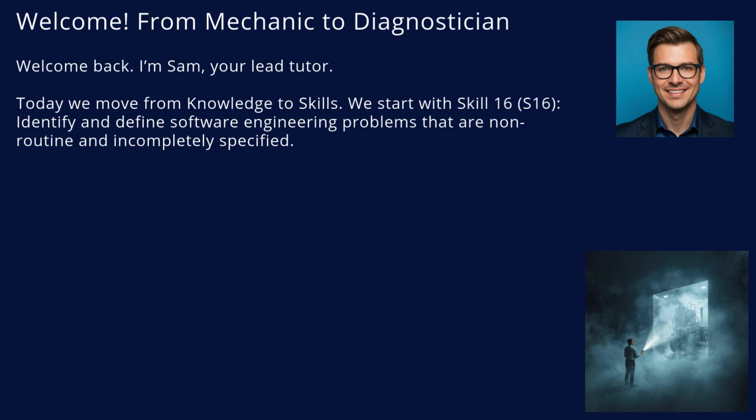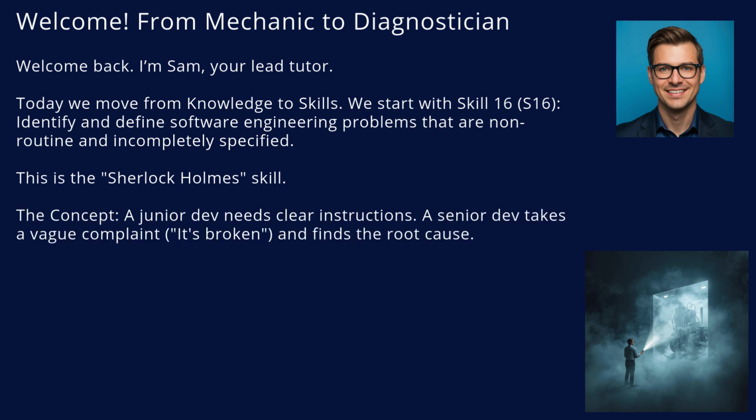We start with skill 16, S16: identify and define software engineering problems that are non-routine and incompletely specified. This is the skill that separates the code monkey from the engineer. A junior developer needs a perfect ticket with every detail filled in. But a senior developer, a diagnostician, can take a vague complaint like, "the system feels slow," and turn it into a precise engineering problem. The concept I want you to adopt today is that of Sherlock Holmes.